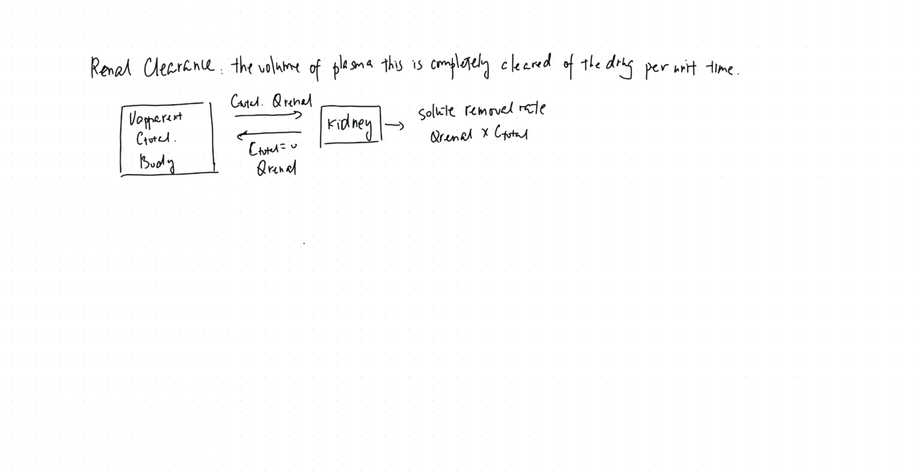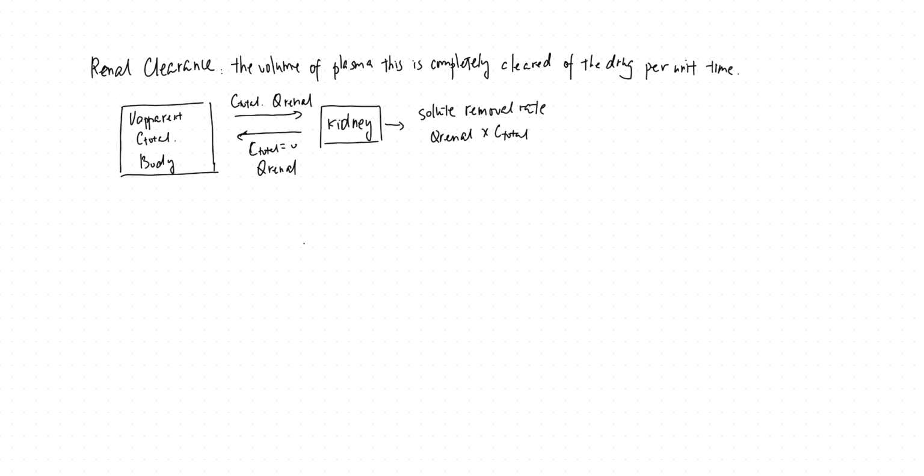Okay, now let's start to talk about drug clearance. Drug clearance means how drugs are eliminated from the body. This lecture focuses on renal clearance. That means how drugs are eliminated from the body through the kidneys.